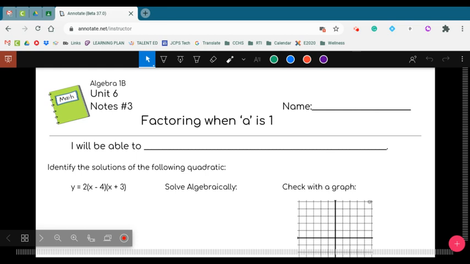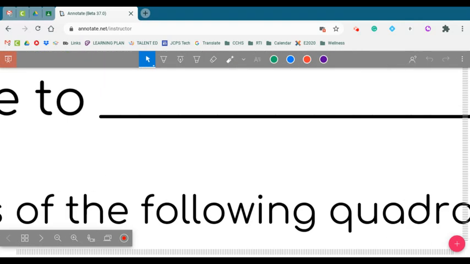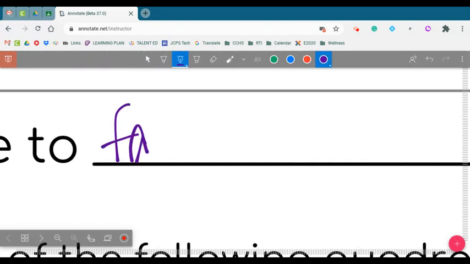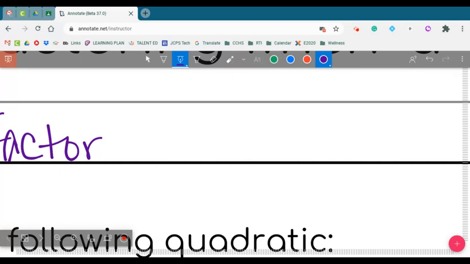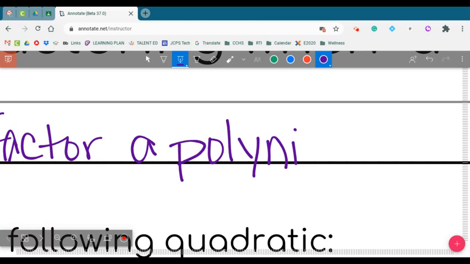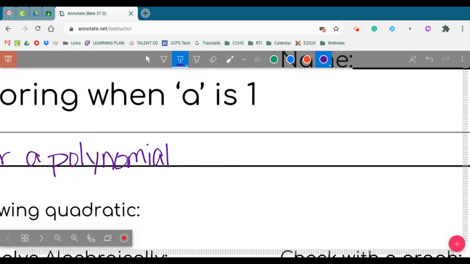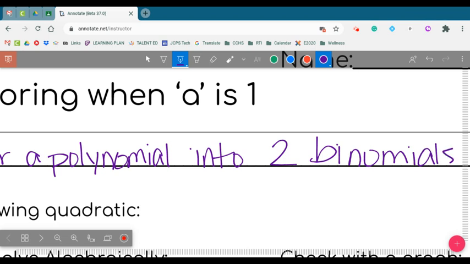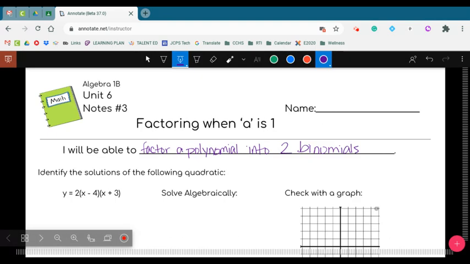Okay, so today we're going to do Unit 6 Notes number 3, which is factoring when A is 1. So today what you will be able to do is factor a polynomial into two binomials. We're only going to be able to do this when our A is 1. Next week we'll cover whenever A is not 1.